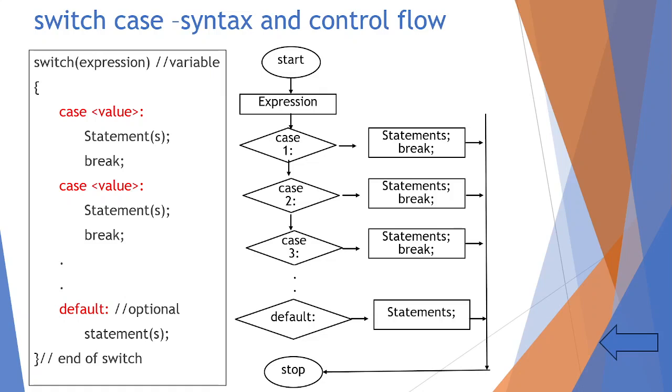Let's see the control flow diagram. Start, some expression, that is a variable. If it is integer, case 1, all the statements, and then break, which is very important. Then only the control comes out of the switch case. Then case 2, all statements related to case 2, and then break, then case 3, and so on. Default statements need no break because this is the last case. Anyway, control comes out of the switch case construct.